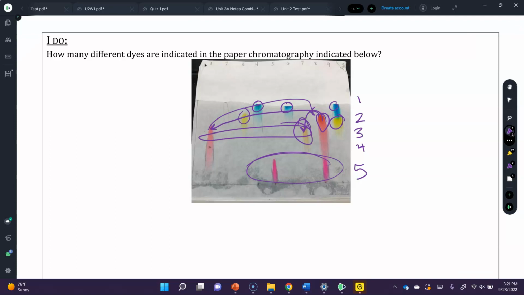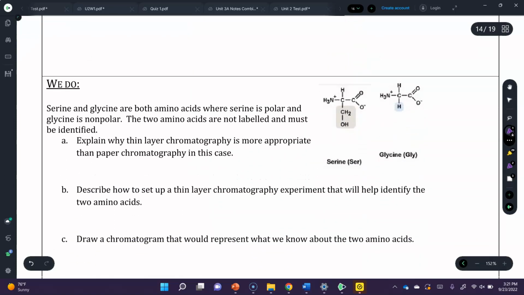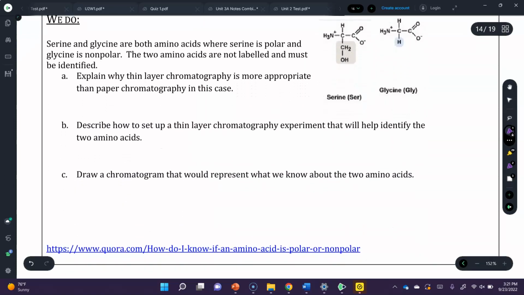Okay. Next is our redo. Serine and glycine are both amino acids, where serine is polar and glycine is nonpolar. The two amino acids are not labeled and must be identified. Explain why thin layer chromatography is more appropriate than paper chromatography in this case.